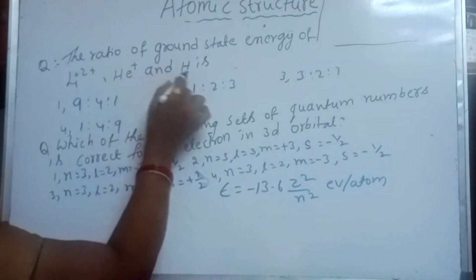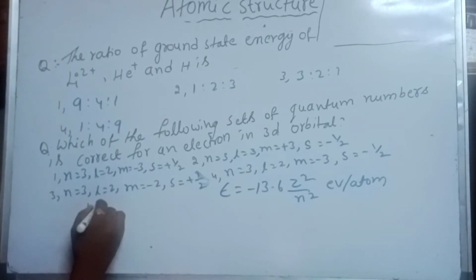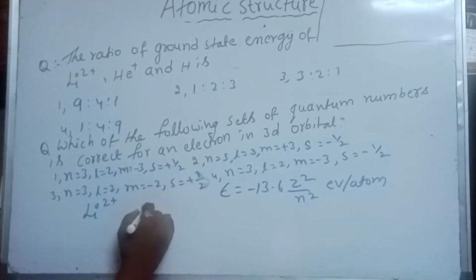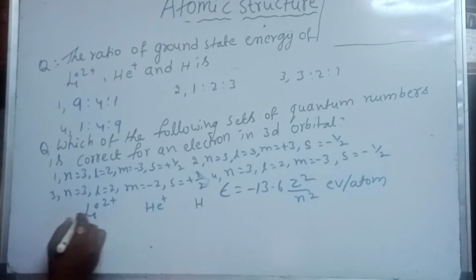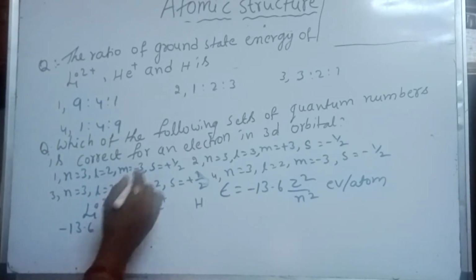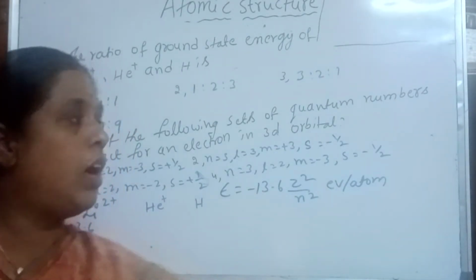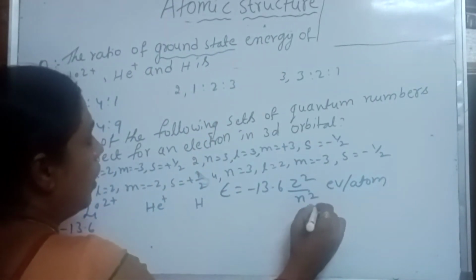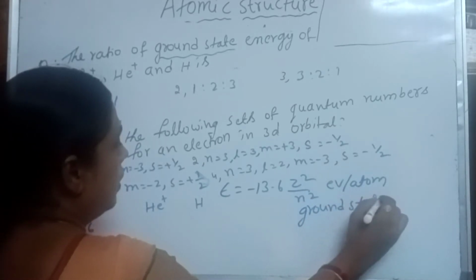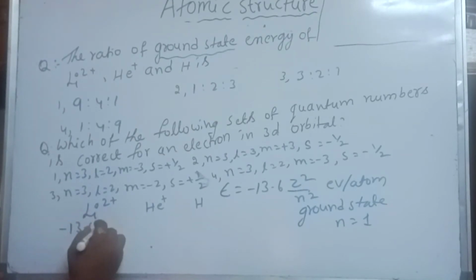Here, what three atoms are given? Lithium, helium, hydrogen. So how to calculate? You have to find the ratio of Li2+, He+ and H. For Li2+, the energy is minus 13.6 and here ground state means for all, the n value is 1. In the question, ground state is given, so for ground state n is equal to 1.